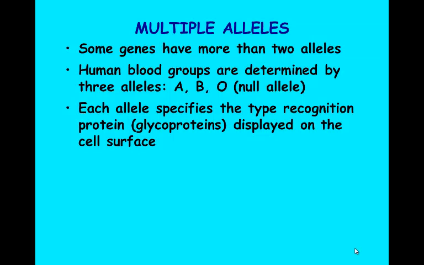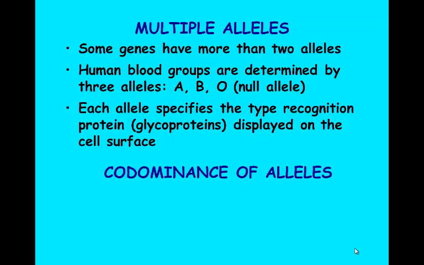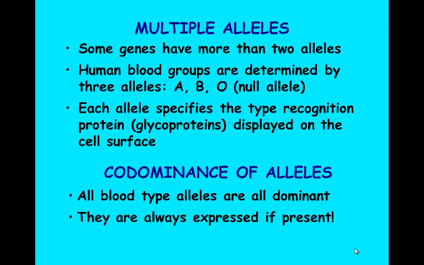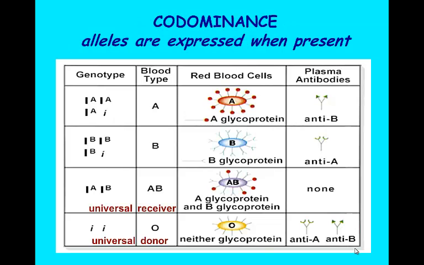Okay, we also have conditions where sometimes there are multiple alleles. An example of that is ABO blood type. Each of these blood types actually determines glycoproteins displayed on the cell surface. And also what's going on, the blood type alleles, A and B, are both dominant. Okay, if A is present, it's going to be expressed. If B is present, it's going to be expressed.